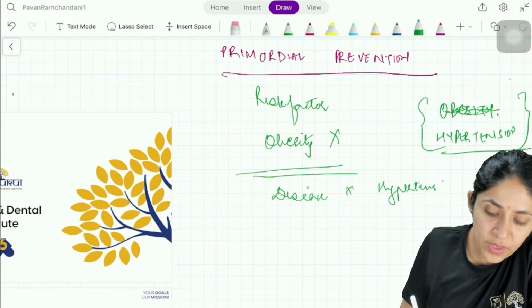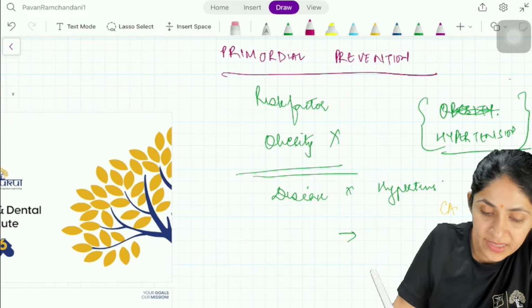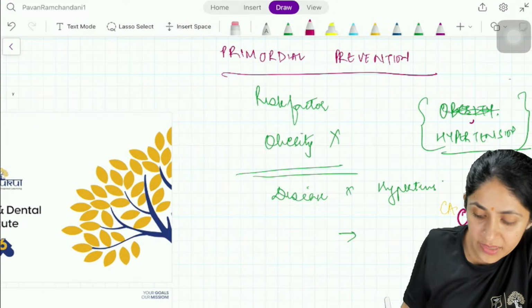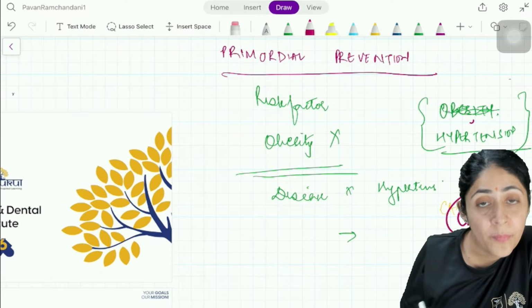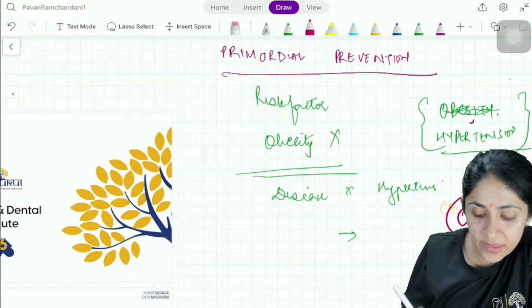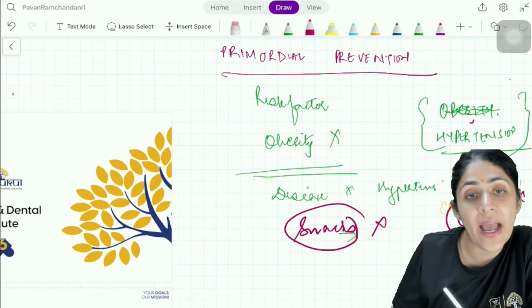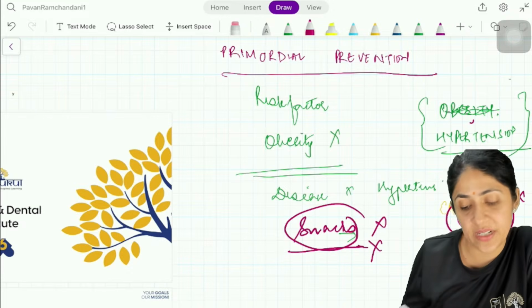Now if you're talking about a dental example, the disease that we're talking about here is, say, dental caries. In this person, the caries is not present, and also the habit of eating sugary sticky substances is absent. So here the risk factor is also absent and the disease is definitely absent.